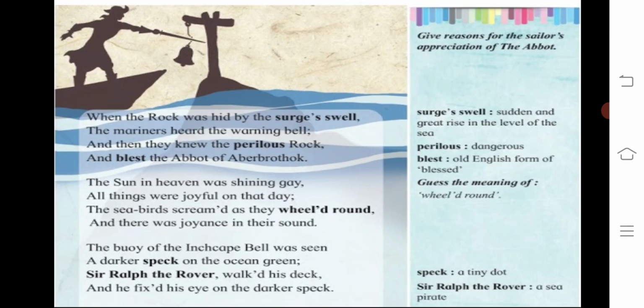At right side: give reasons for the sailors' appreciation of the abbot. Surge swell: sudden and great rise in the level of the sea. Perilous: dangerous. Blessed: old English form of blessed. Guess the meaning. Activity: word round. Speck: a tiny dot. Sir Ralph the Rover: a sea pirate.